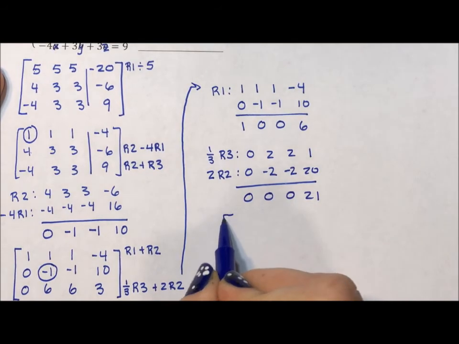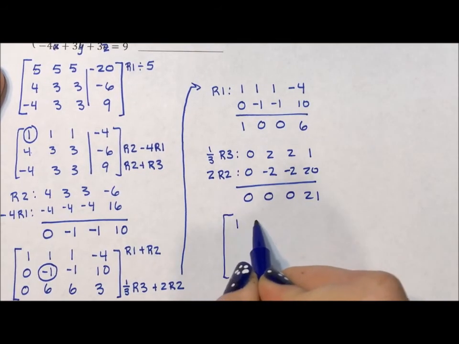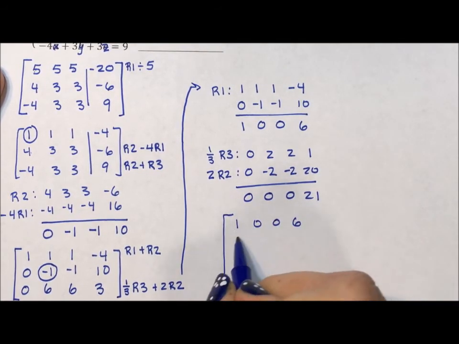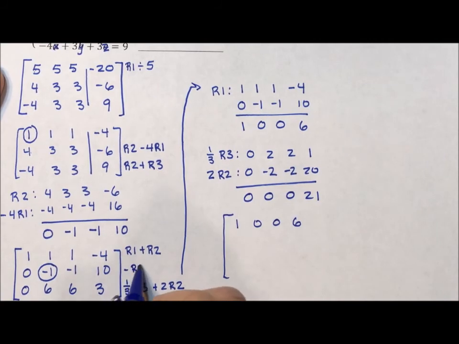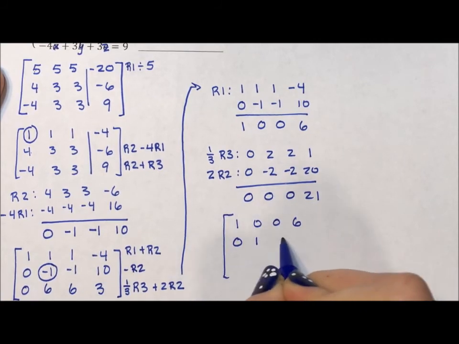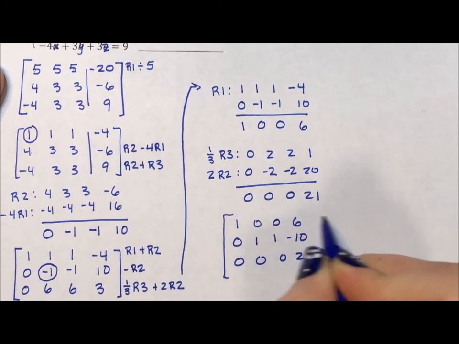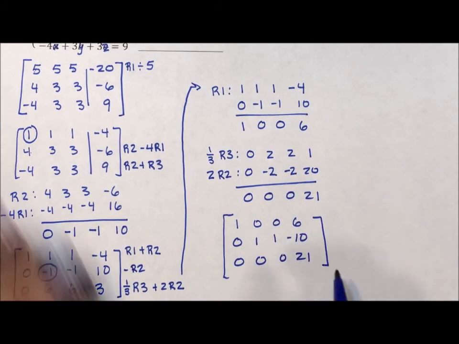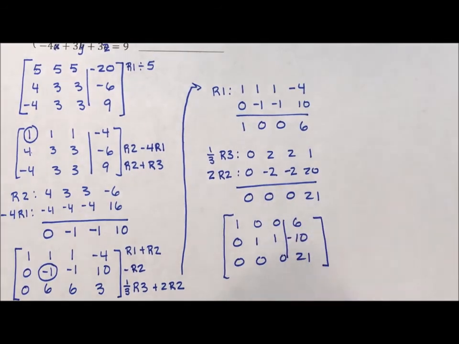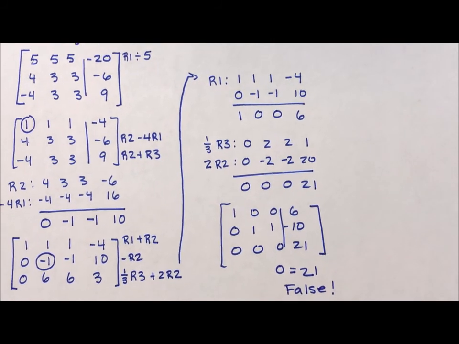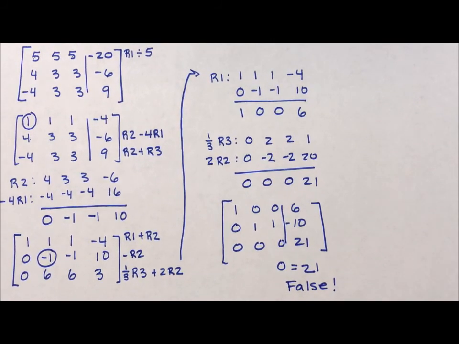If I build out my matrix again, I have 1, 0, 0, 6. I'm going to say negative row 2 here: 0, 1, 1, negative 10, and 0, 0, 0, 21. Because this last line is equivalent to 0 equals 21, which is false, that means that this problem has no solution.